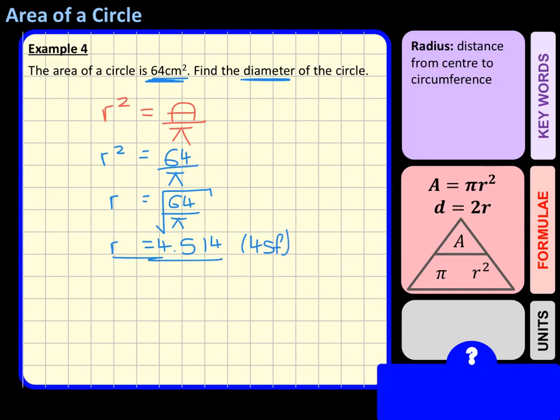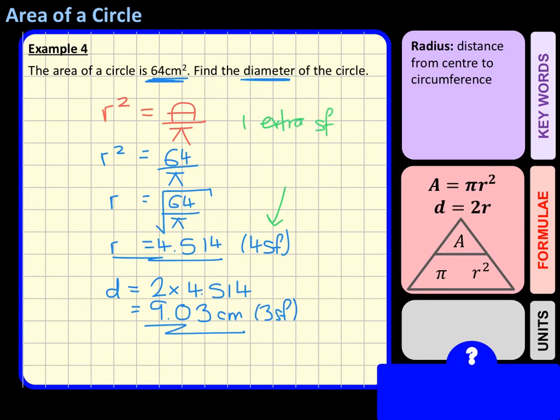I'm then going to do that little bit of extra working to get the diameter, which is 2 times the radius. So now I can either type in 2 times 4.514, or I can do 2 times Ans and use the answer button on my calculator to put that exact answer in. And that gives me 9.03 centimetres, correct to 3 significant figures. So here you might want to add in a little note and just say 1 extra SF, significant figure, as not final answer.